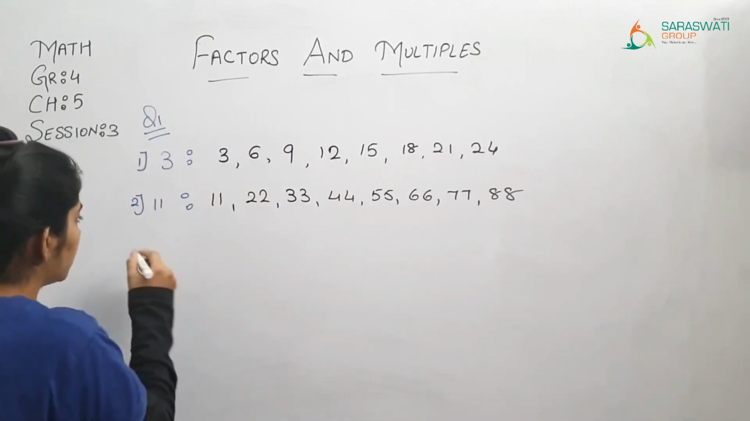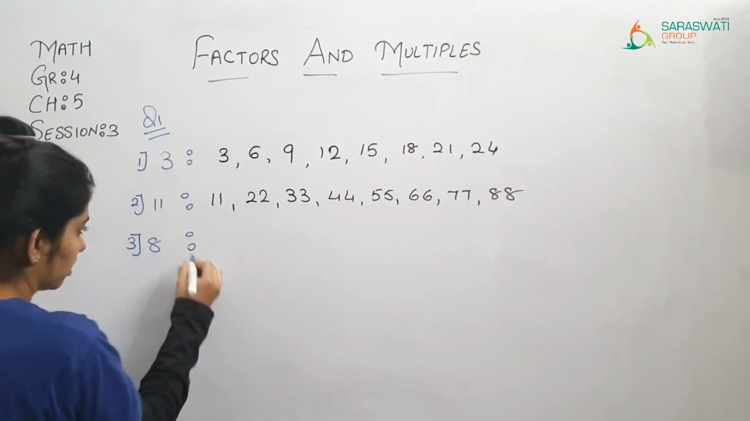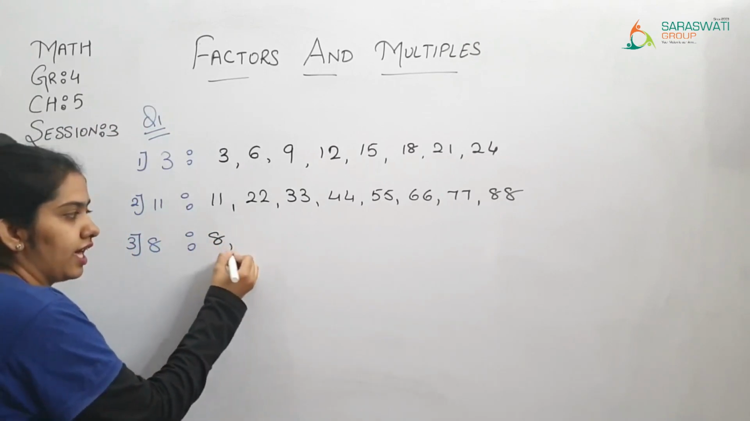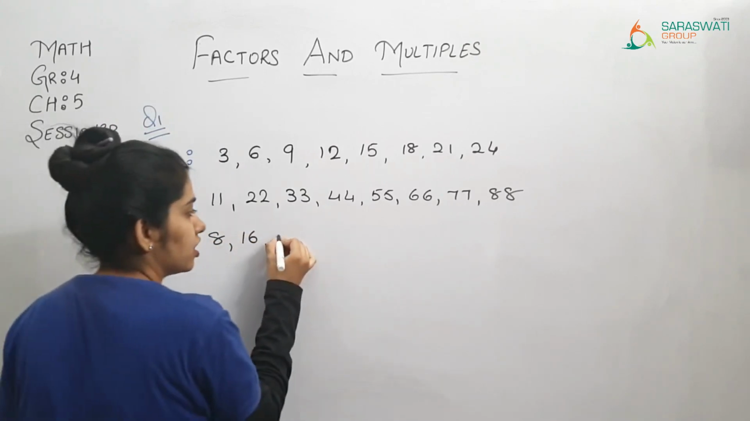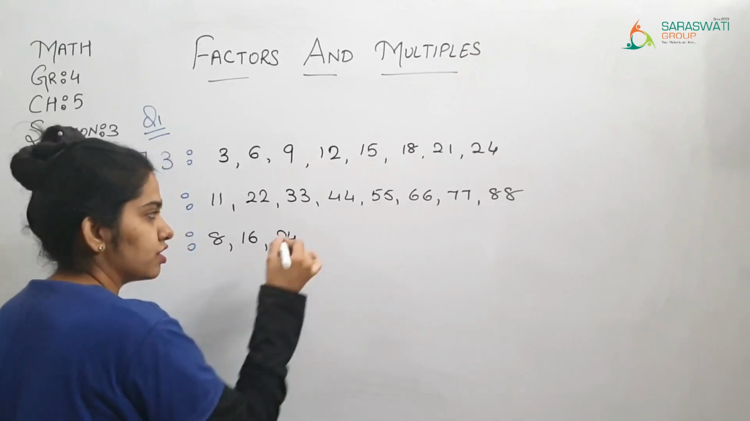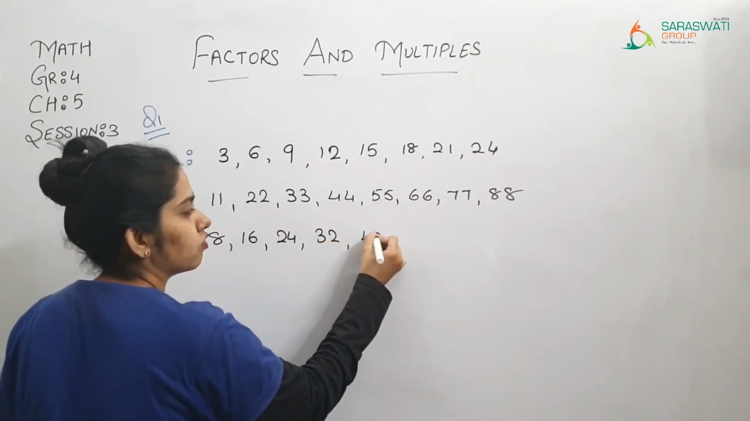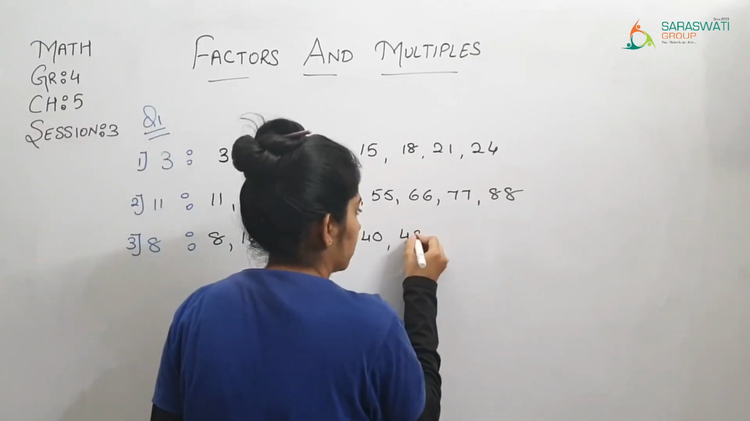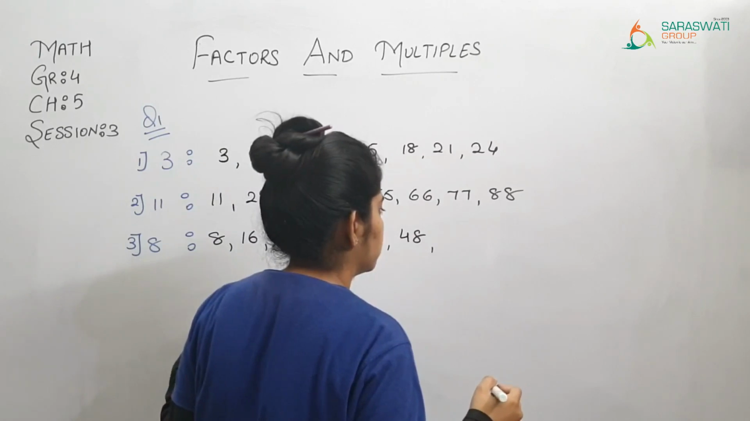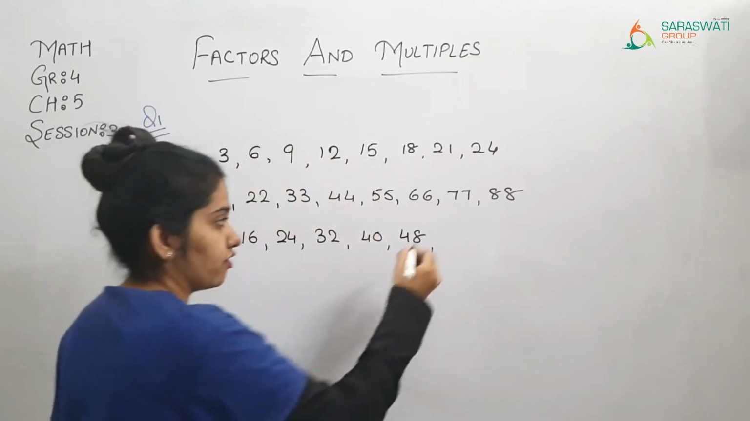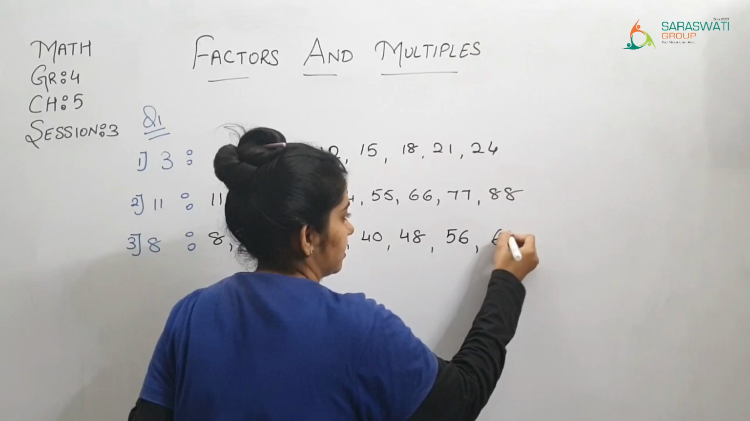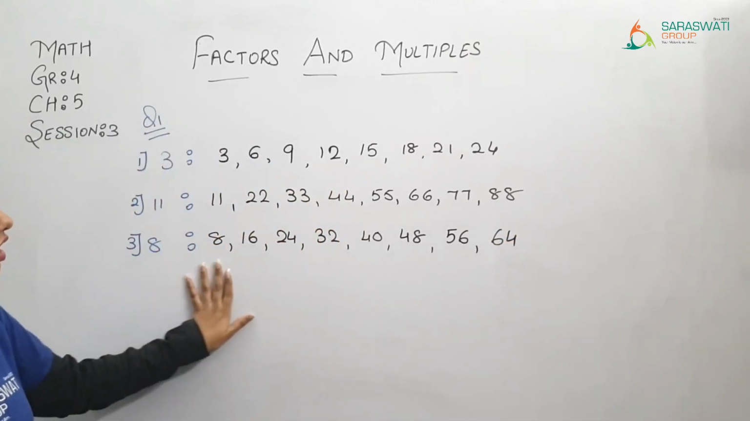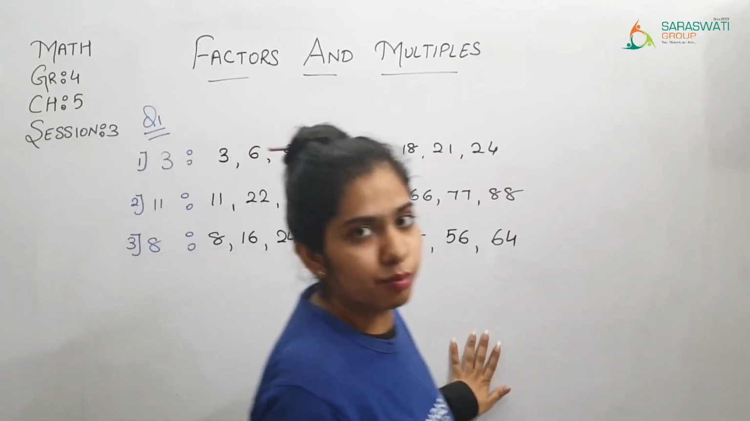Now let us see the third one. 8. 8 ones are 8, 8 twos are 16, 8 threes are 24, 8 fours are 32, 8 fives are 40, 8 sixes are 48, 8 sevens are 56, 8 eights are 64. So these are the first 8 multiples of number 8.